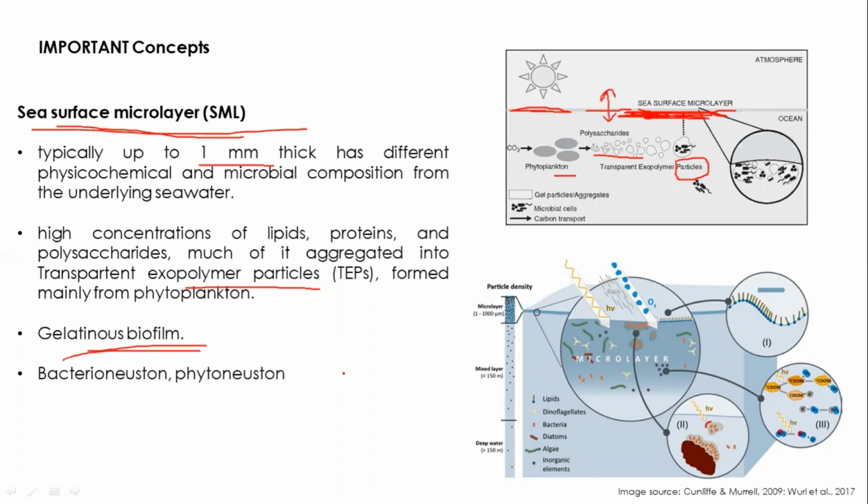Now I hope it's clear that these microbes produce polysaccharides, which can also be seen as transparent exopolymer particles, and then they come to the surface, forming a sea surface microlayer, which is a kind of microenvironment for a distinct set of microbes, right? And it is gelatinous in nature, and because of this gelatinous biofilm, phytoneuston or bacterioneuston stay on the surface of the water, right?